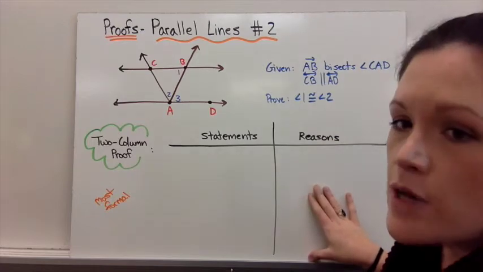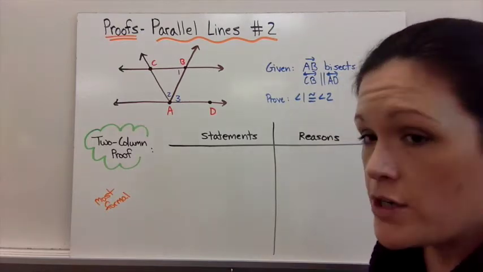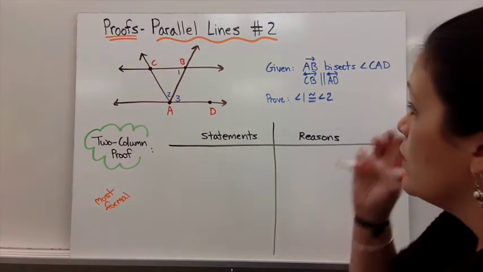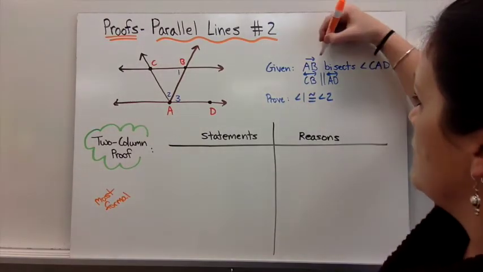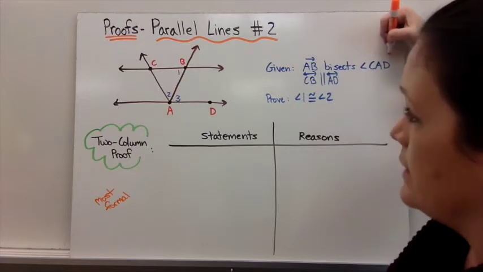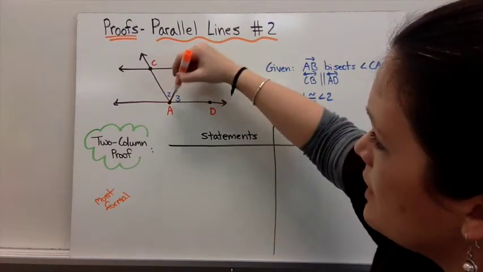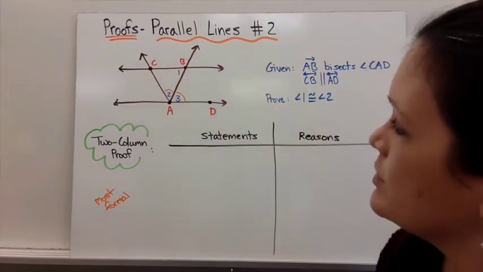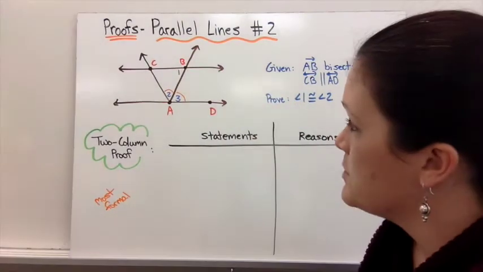So I've set up my 2-column proof, but first I'm going to work on my figure and see where all this information leads me to prove that 1 is congruent to 2. So given that ray AB bisects angle CAD, what would that tell me? If this ray bisects this angle, then I know that angle 2 would be congruent to angle 3. So that helps me out.